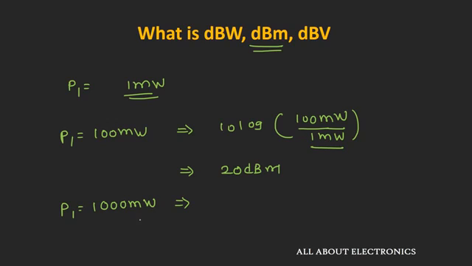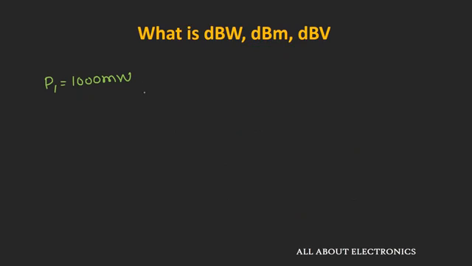Similarly, if I want to represent 1000 milliwatt of power, or 1 watt, in dBm form, then it will be equal to 10 log of 1000 milliwatt with respect to 1 milliwatt, and that will come out as 30 dBm. But at the same time, if I represent this power in dBW form, then it will be equal to 10 log of 1 watt divided by 1 watt, and it will come out as 0 dBW.